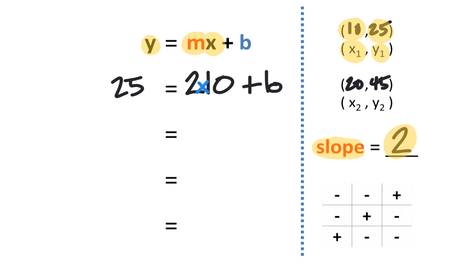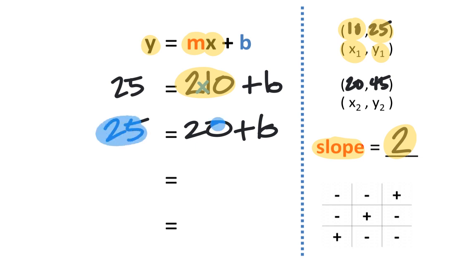In my next step, I'm going to simplify 2 times 10. 25 stays in the same spot. 2 times 10 is equal to 20, and the plus b is still there. I want you to look for like terms. You'll notice that 25 and 20 are both like terms. Like terms like to be together, which means you can move the 25 over to be with the 20, or you can move the 20 over to be with the 25. I'm going to be moving the 20 over to be with the 25.